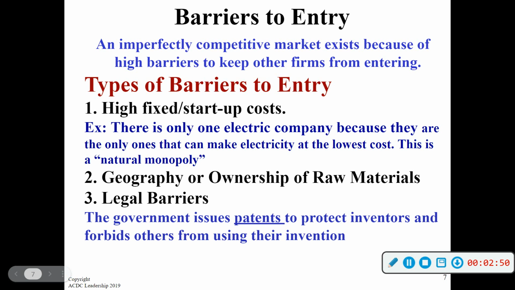Geography or ownership of raw materials just means that you either control all the raw materials needed for production. For a long time, diamonds were this way. There was a company called De Beers that controlled like over 90% of diamond mines. Well, if they have control of all those resources, no one else can produce those finished products. So that is ownership of raw materials, or geography a lot of times prevents competition.